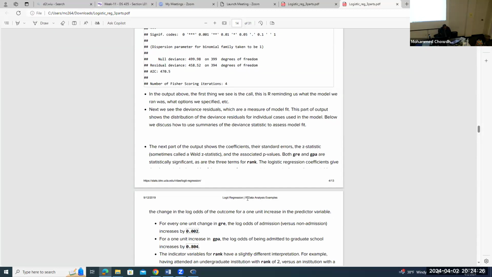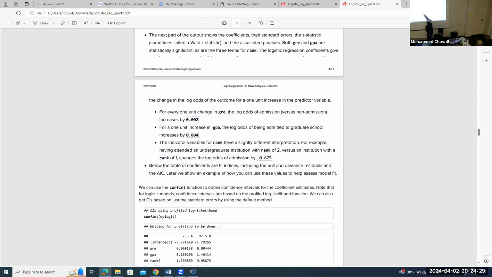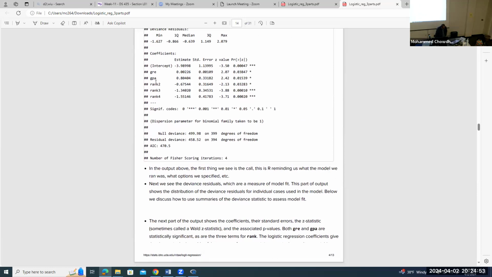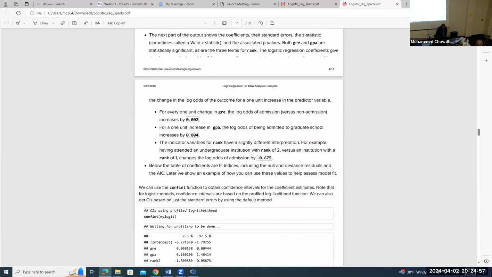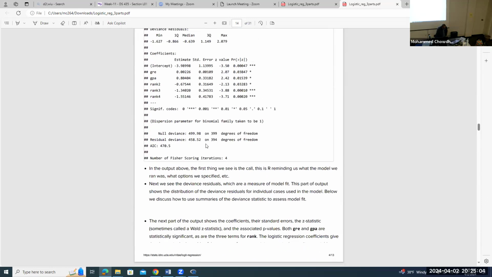Take a look at the next one. The indicator variables for the rank have a slightly different interpretation. For example, having attended an undergraduate institution with a rank of 2 versus an institution with a rank of 1. Rank 1 is the reference category, which is not given in the output. Are you seeing? There is no rank 1. So what did it say? It changes the log odds of admission by this. If you want the odds, just take the exponentiation of the coefficients, then it will be odds. Okay?